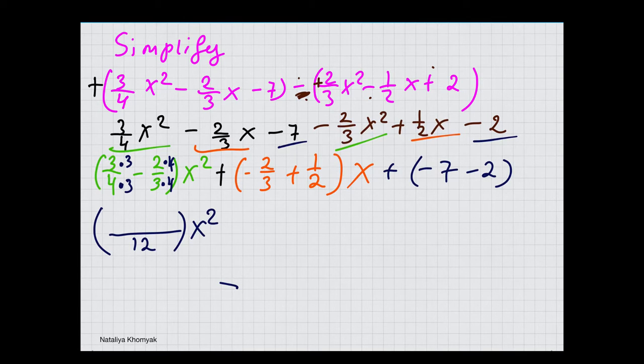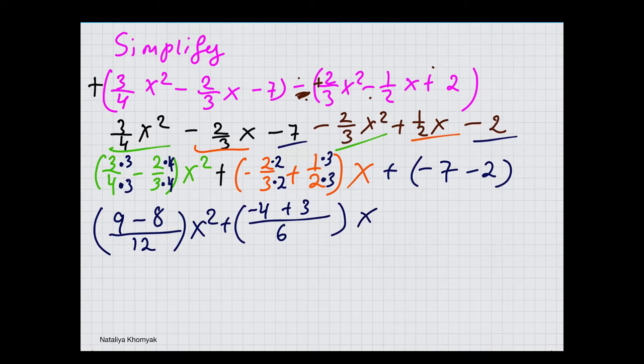Then 3 times 3 is 9, minus 2 times 4, 8, plus the second fraction has denominators of 3 and 2. Least common denominator would be 6. We need to multiply 3 by 2. Same goes into the numerator. We need to multiply 2 by 3. Same goes into the numerator. So least common denominator is 6. We have negative 2 times 2, negative 4, plus 1 times 3, 3 of x.